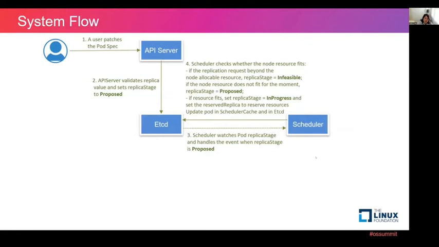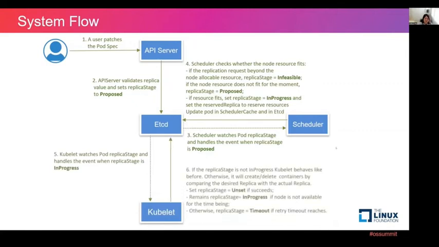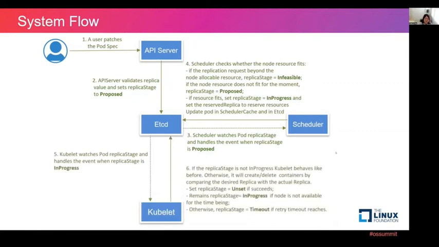The scheduler sets the replica state to infeasible when the resource request is beyond the node's capability. Set it to proposed when the node resource does not fit for the time being. Set it to in progress when the replication is good to go. After that, both the scheduled cache and the etcd database will be updated accordingly. When the container is in progress state, Kubelet will be triggered to create or delete containers by reading the replica value.